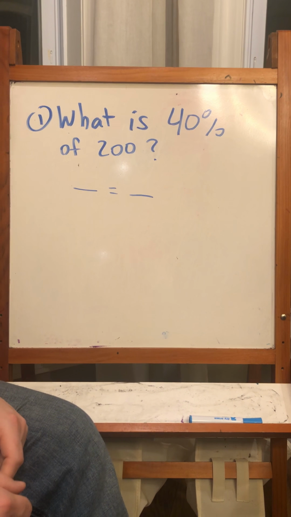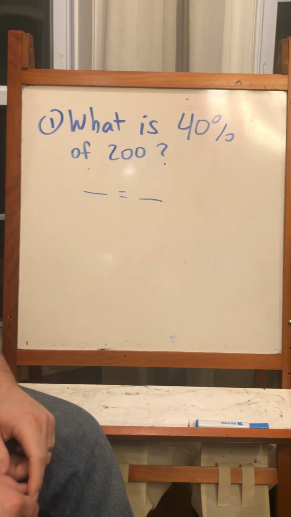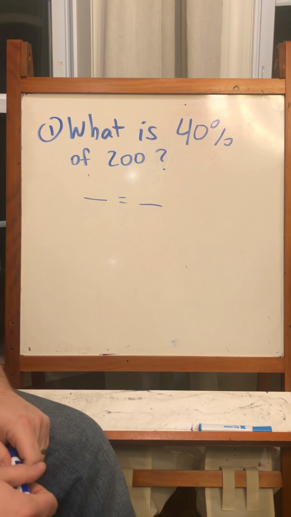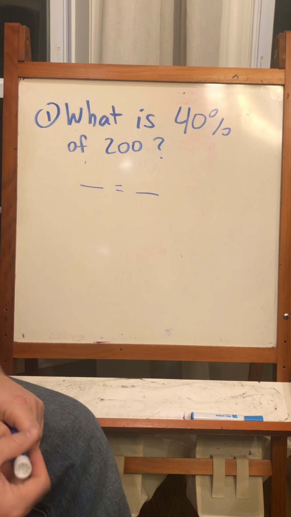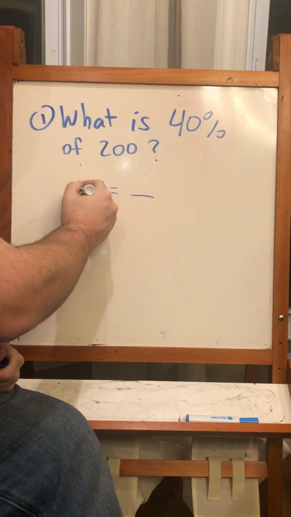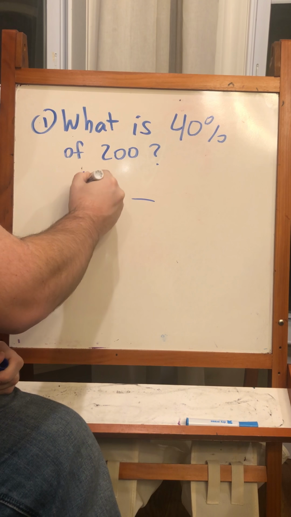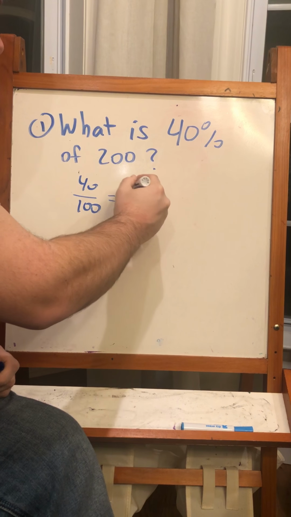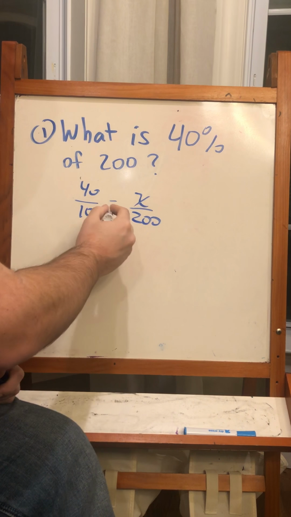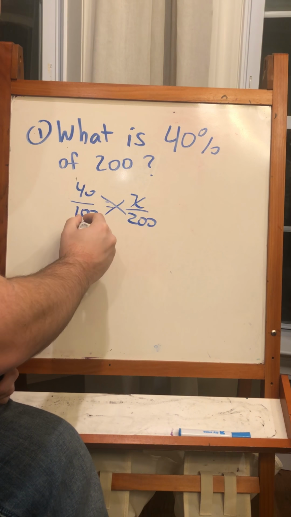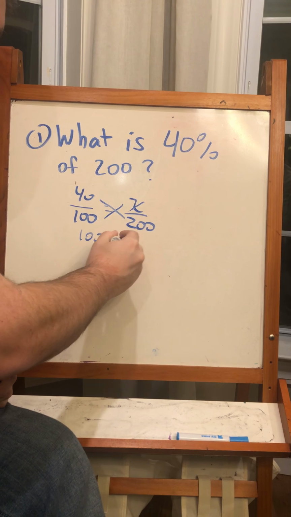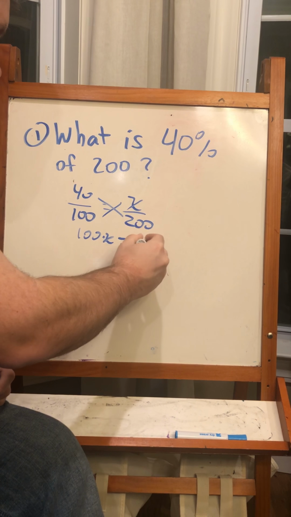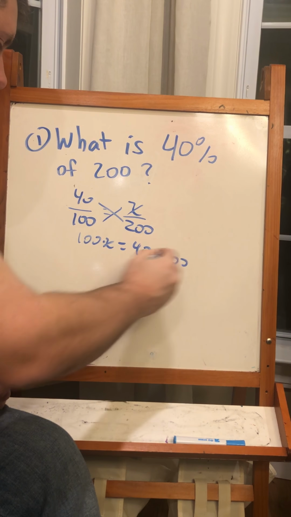All right, distance learning, number one. Let's try it out. First question says, what is 40% of 200? If you remember, we put percent over 100. Of means the total. Total goes on the bottom, and we're looking for the part. Okay? We're going to cross multiply here, and we're going to do 100 times x equals 40 times 200.